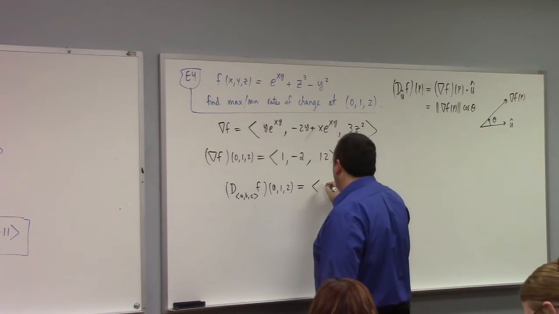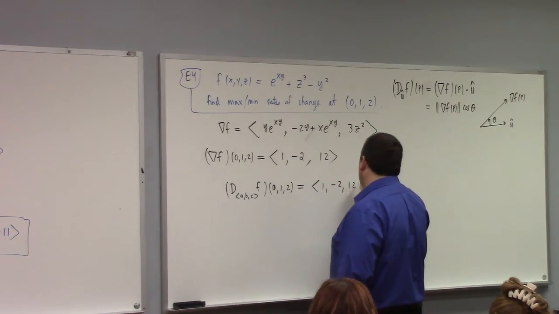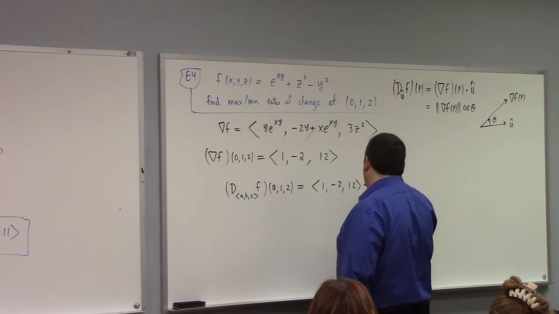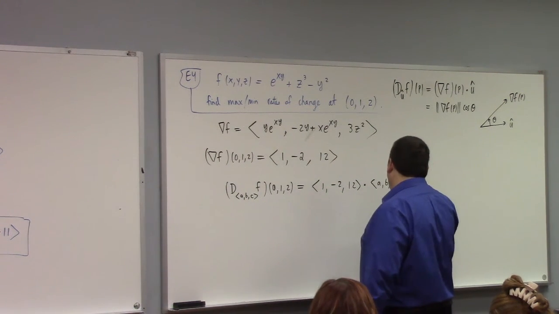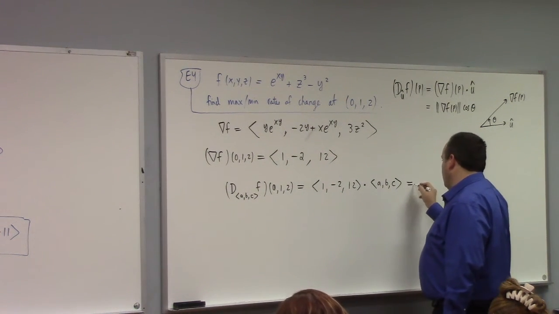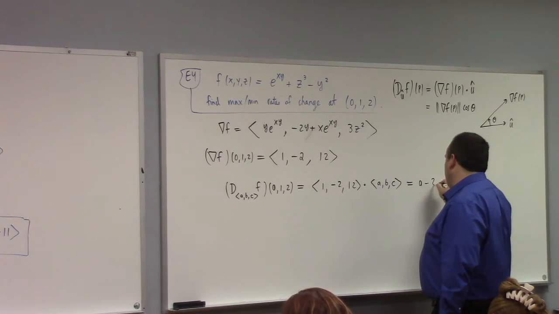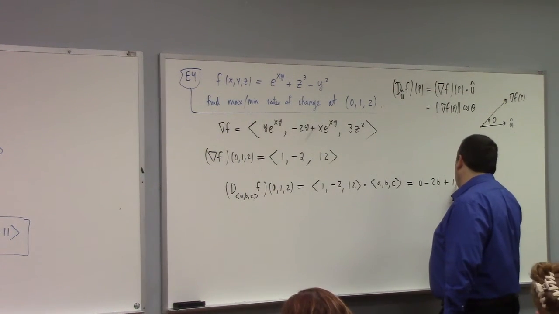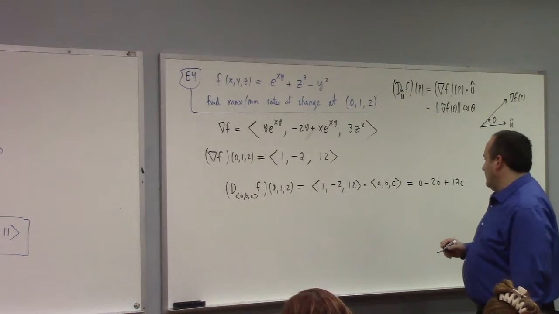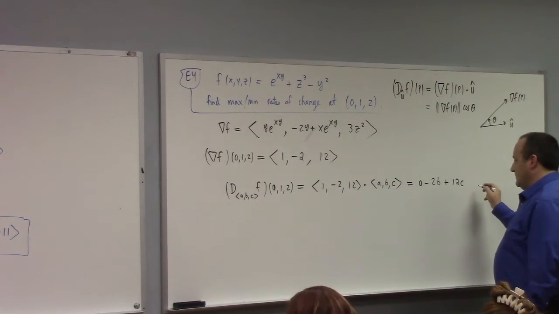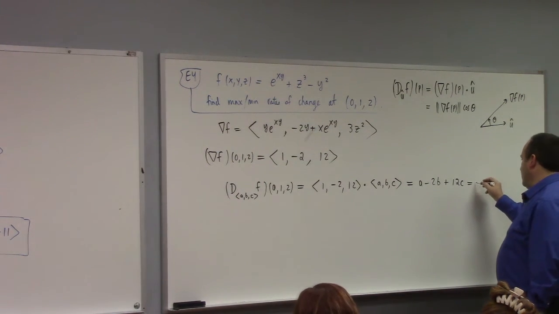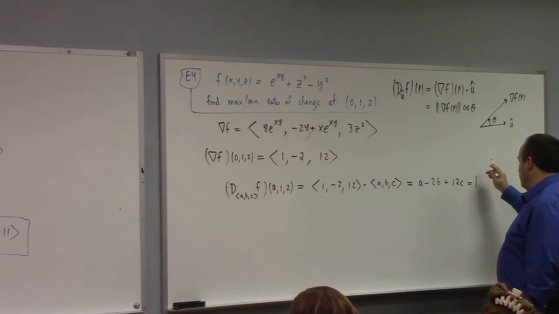So we just got 1, minus 2, 12, dotted with ABC. So the formula for it, for what it's worth, would be like A minus 2B plus 12C. And of course, you could also write this as what? It's the magnitude, well, let's see here.